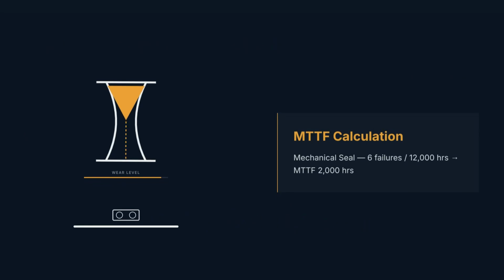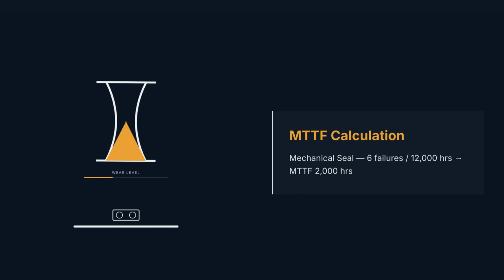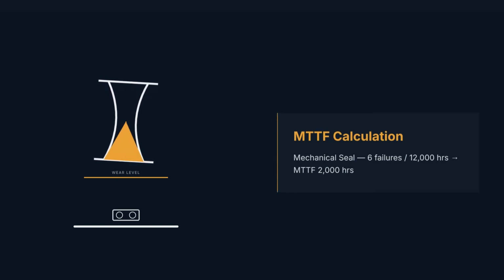MTTF, mean time to failure, is the equivalent for non-repairable parts. Same arithmetic, different meaning. It's the average life expectancy before the component is discarded and replaced. 6 seal failures across 12,000 operating hours gives an MTTF of 2,000 hours, which tells the storeroom to always keep a spare seal on the shelf. Used this way, MTTF does exactly what it was designed to do.